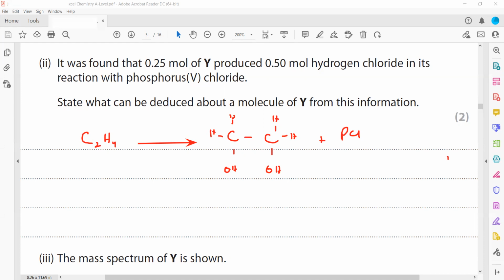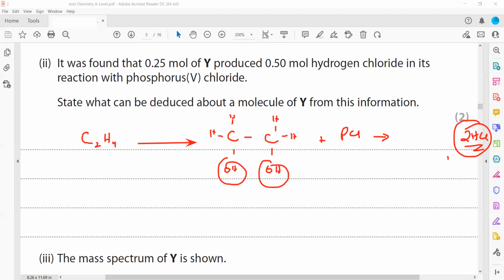So basically, when it reacted, it will result in the formation of two molecules of HCl, or 2 moles. So if 1 OH is there, it will produce 1 mole of HCl. But 2 moles of OH groups are there. That's why 2 moles of HCl are produced.